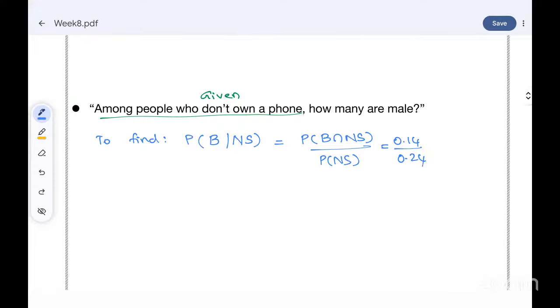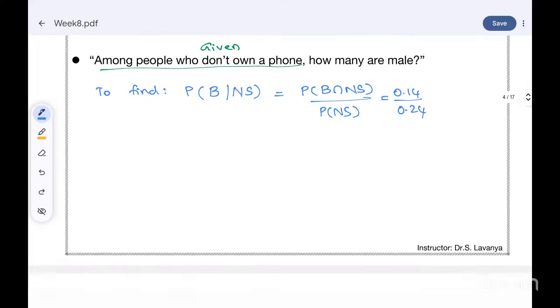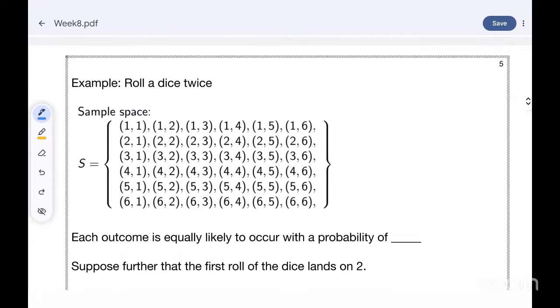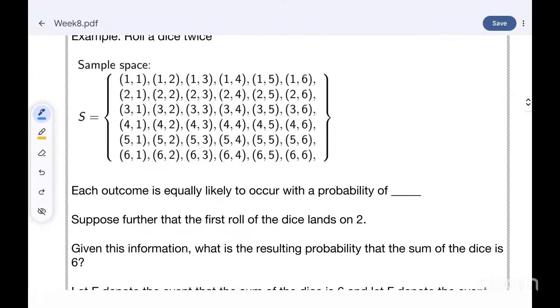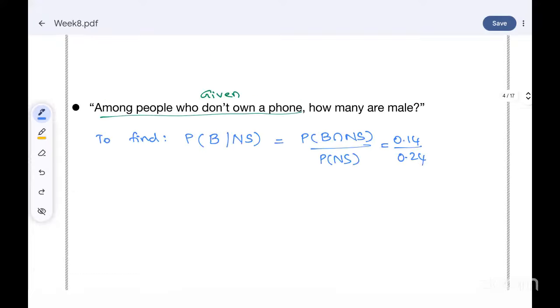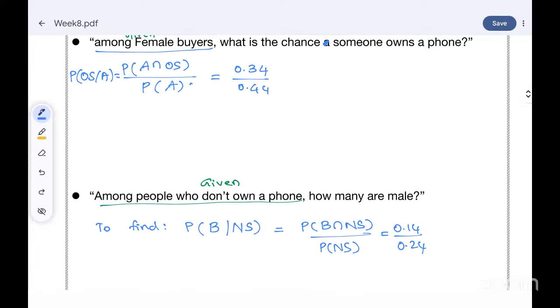Is that clear for everyone? Okay. Now let us look at another example here. Any questions? Can you just go above? Among people who don't own a phone, it is generic, right, for a female and male. And then they are saying how many are male. So among the people who don't own a phone, it should be combined, right, for male and female both. Why are we just taking male over here?